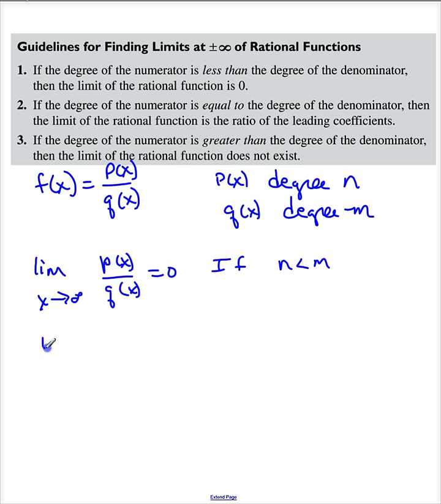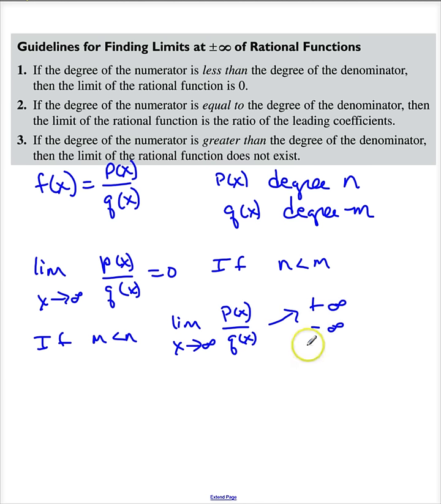Now, if m is less than n, then this limit is going to go to either positive or negative infinity. Basically, it doesn't exist. But we may say it goes to positive infinity, negative infinity, or does not exist based on the signs of the leading coefficients.